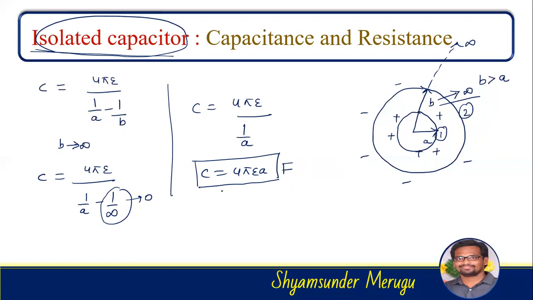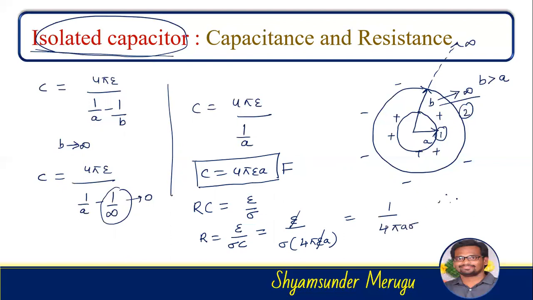Now, in order to write the resistance of the isolated capacitor, we know that the product of resistance and capacitance will be equal to epsilon by sigma, then R equal to epsilon by sigma multiplied by C. So therefore, epsilon by sigma into 4 pi epsilon A, where epsilon gets cancelled, and we will be left with 4 pi A sigma. So therefore, the resistance of the isolated capacitor is given by 1 by 4 pi A sigma ohm.